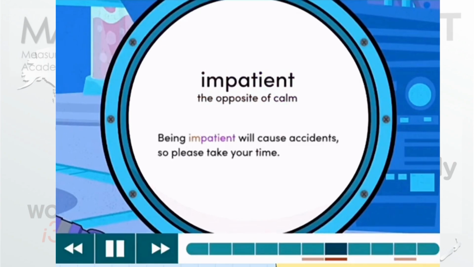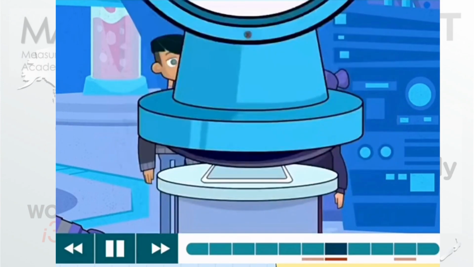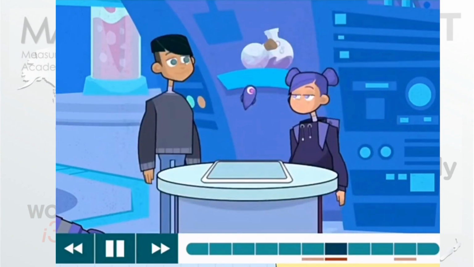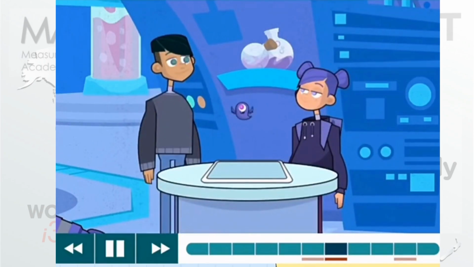The sentence says, being impatient will cause accidents, so please take your time. Someone who is impatient is excited and wants to get things done quickly, which will cause accidents. So it's important to take your time. Our meaning makes sense. Great, Callie!